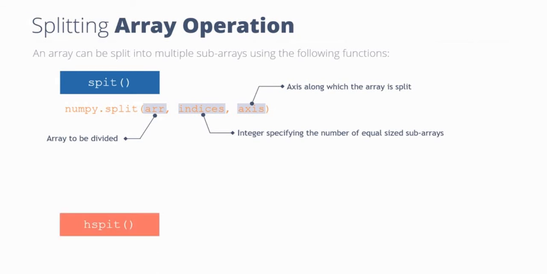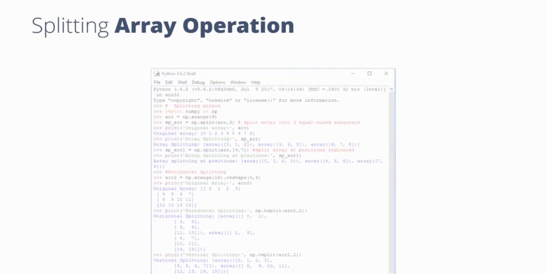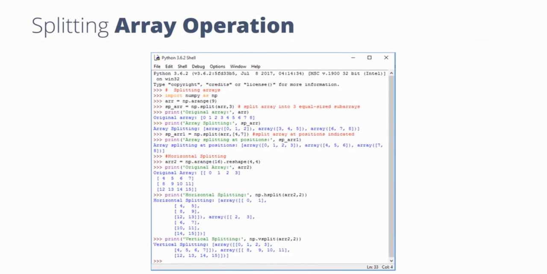Next is the hsplit function. It splits an array into multiple subarrays horizontally. Its syntax is: and vsplit function, which splits an array into multiple subarrays vertically. Its syntax is: The program here illustrates splitting arrays operations.